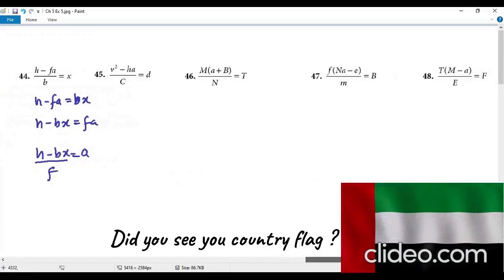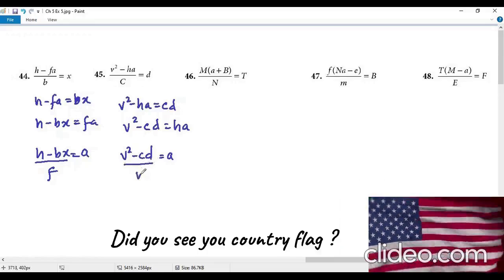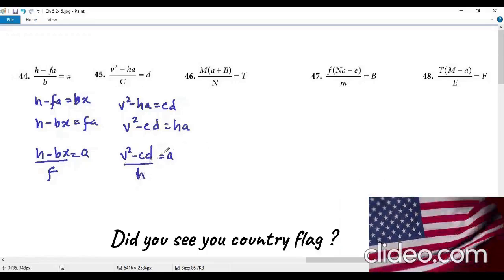Now comes question number 45. V square minus ha equals cd, and v square minus cd equals ha. A is going to be staying here, and v square minus cd over h is going to be your answer.